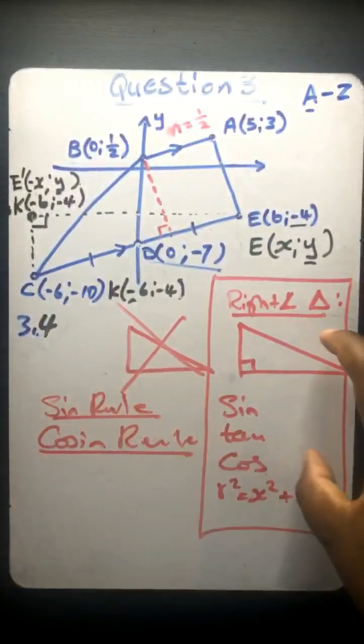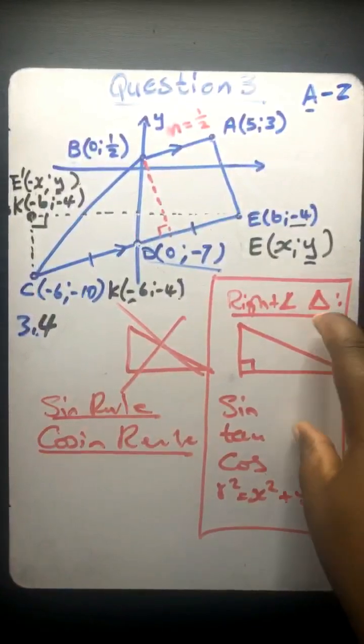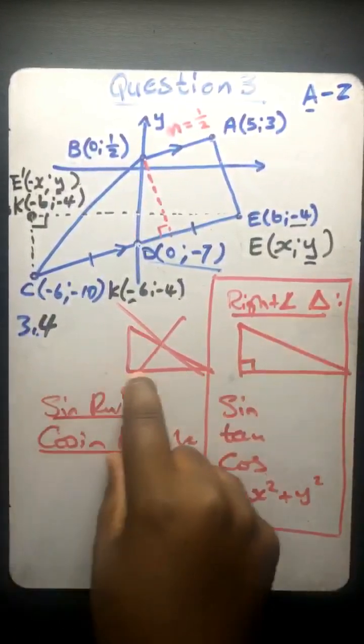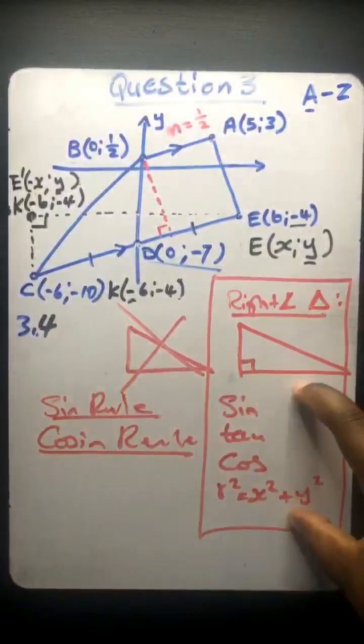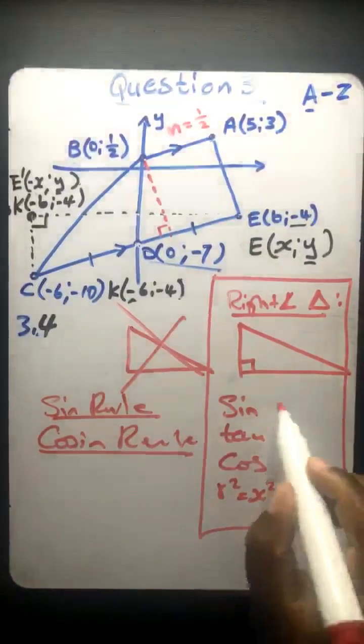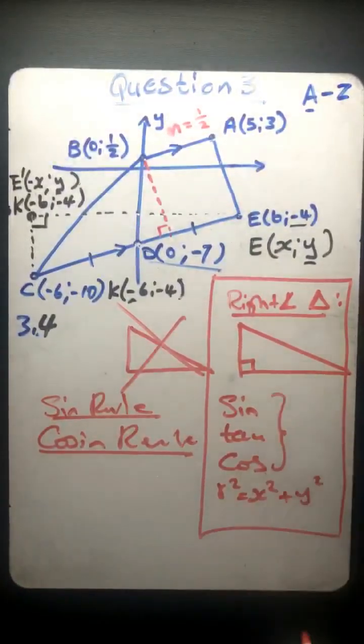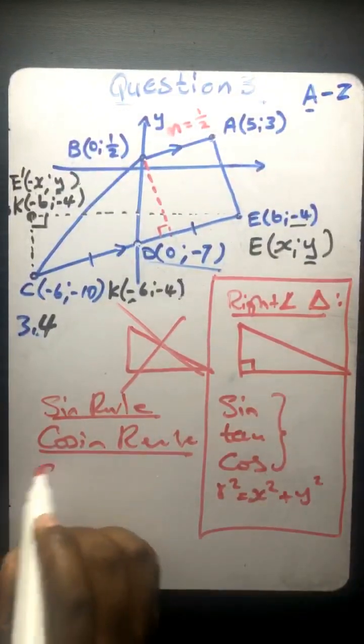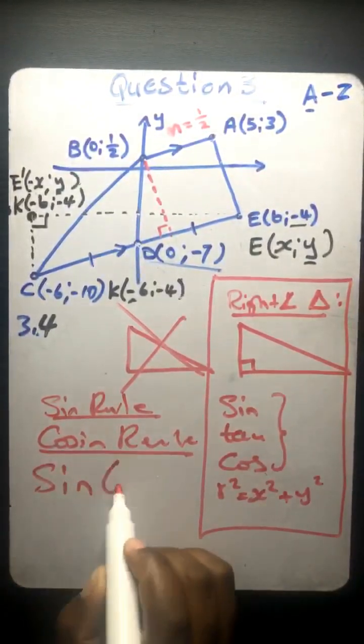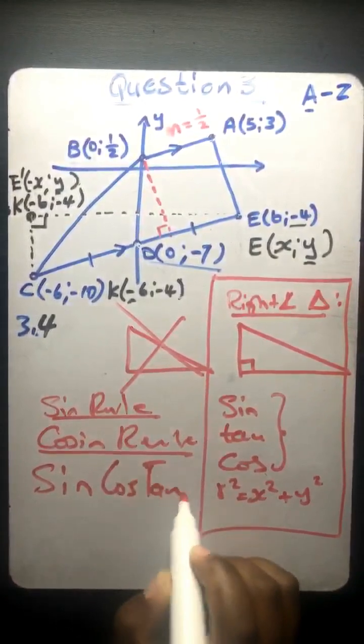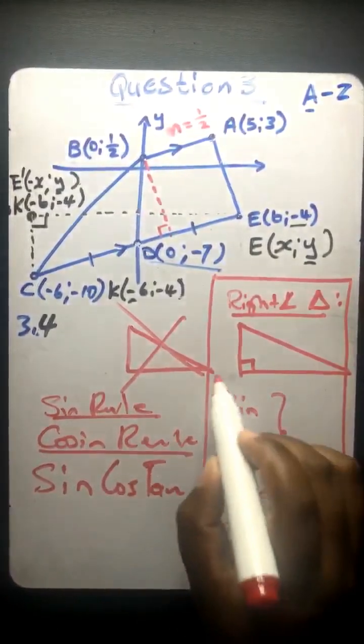But when you are dealing with a right-angled triangle, you don't use the sine and the cosine rule, but you use the trigonometric ratios. So these three things are what we call the trigonometric ratios. We have sine, cos, and tan. Trig ratios.